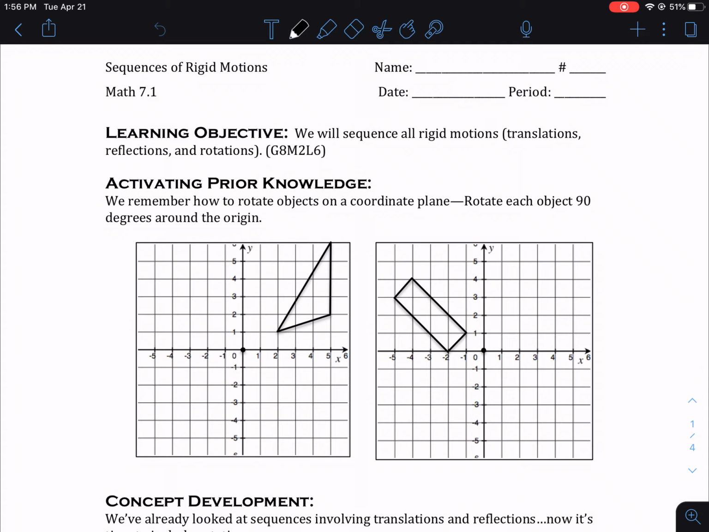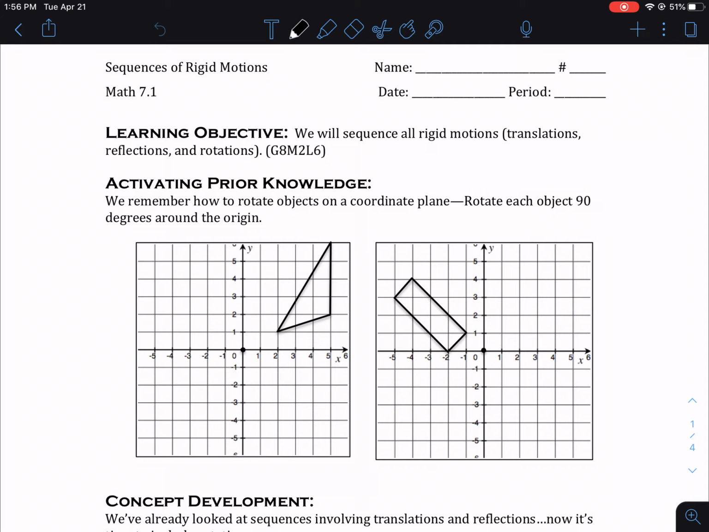The first one that we did was that we learned how to sequence translations. That means if we do two or more translations. We've learned how to do a sequence of reflections and then translations, also vice versa. And we've also learned how to sequence rotations. That means rotating an image on two different centers.